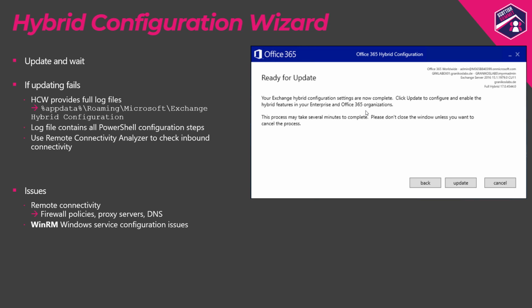After all the information has been gathered, Exchange hybrid configuration is ready to configure your hybrid setup in Exchange Online and in your on-prem organization. Again, just click update and wait. Normally everything runs pretty smooth and straightforward. If you encounter any errors, you find the hybrid configuration log files in the app data folder. There's a pretty clear text log file which provides all the commands that the hybrid configuration wizard had executed.